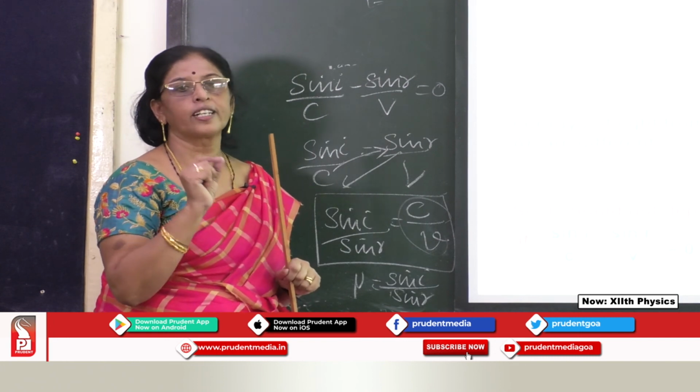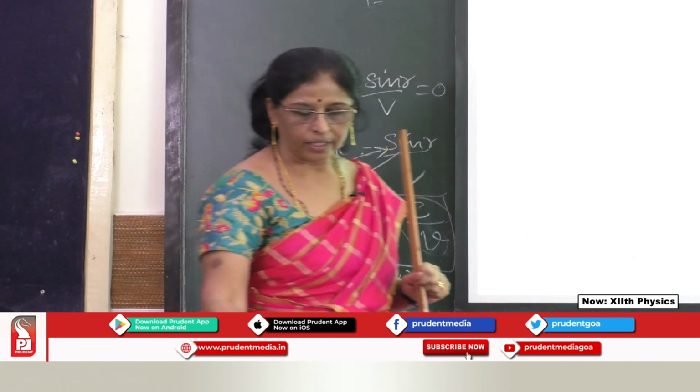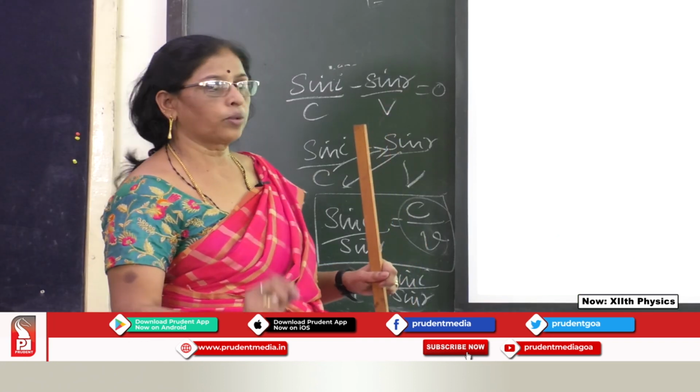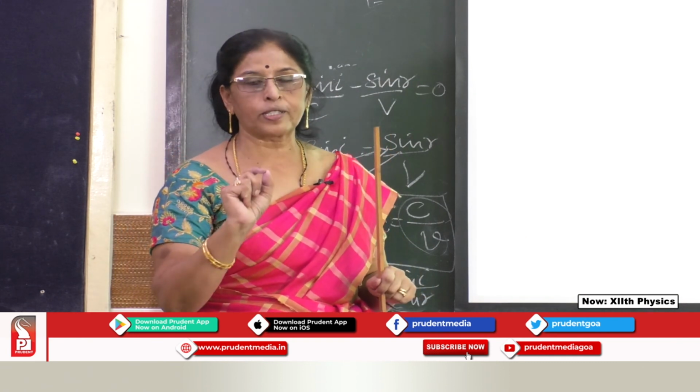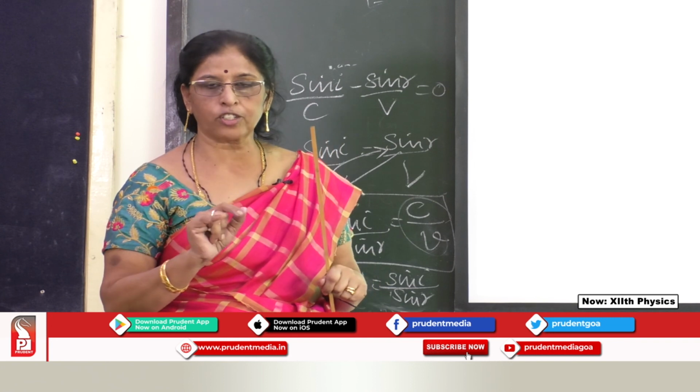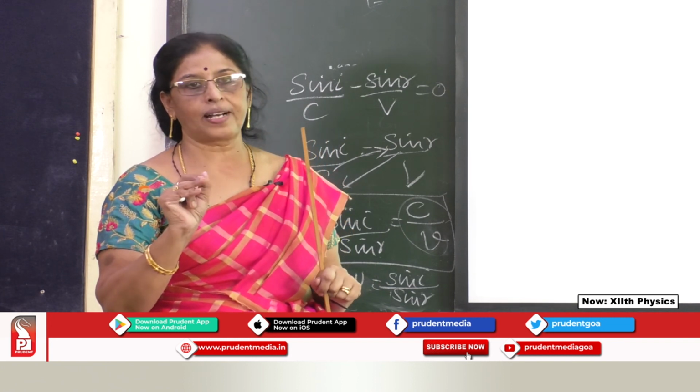That is said to be Snell's law. Okay, so this is what we have over here. We take it as mu. Mu is equal to sin I upon sin R. Okay, so this is the way. Though they have the property of waves, we have proved the laws of reflection and laws of refraction.